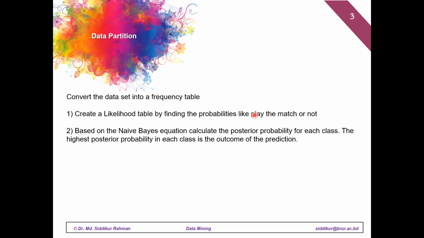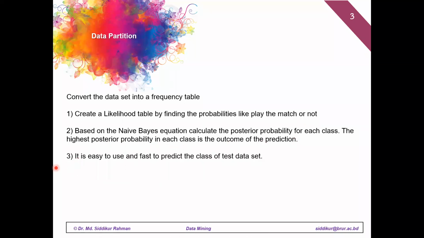So how many classes are here? There are two classes, whether you have to play the match or not. So two classes, and you have to calculate the posterior probability for each class. The highest posterior probability among the classes is the outcome of the prediction.